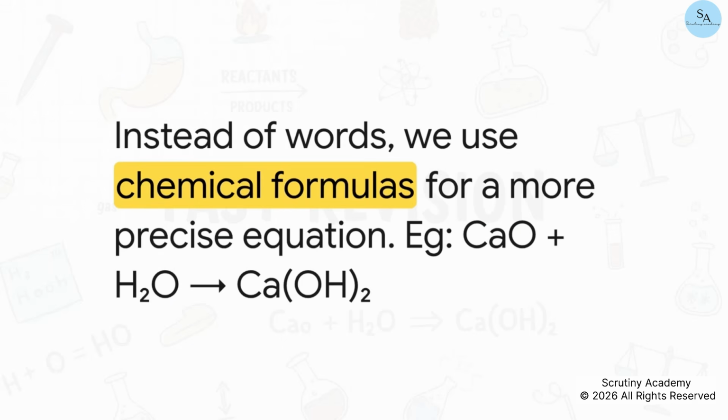That's it. But instead of writing out long sentences all the time, we use chemical formulas to be way more specific. For example, calcium oxide plus water makes calcium hydroxide becomes CaO plus H2O gives you Ca(OH)2. See? It's the language of chemistry.